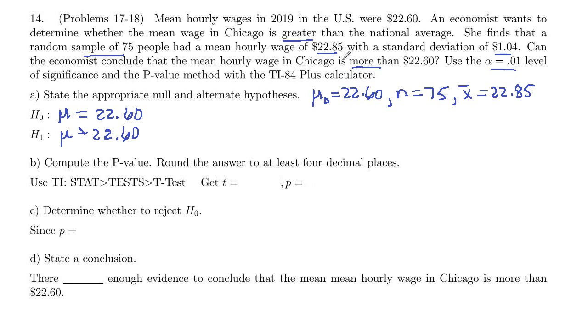And then it says that sample of 75 had a mean of 22.85, and that sample had a standard deviation of 1.04, so that's S. S is 1.04, not sigma. So notice they haven't said anything about population, they haven't used sigma. So this is S, which tells us we're going to use the t distribution. And alpha is 0.01. So let's go to the calculator now.